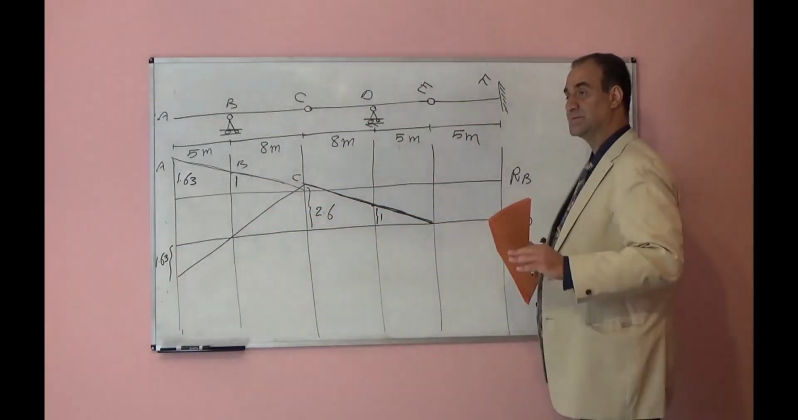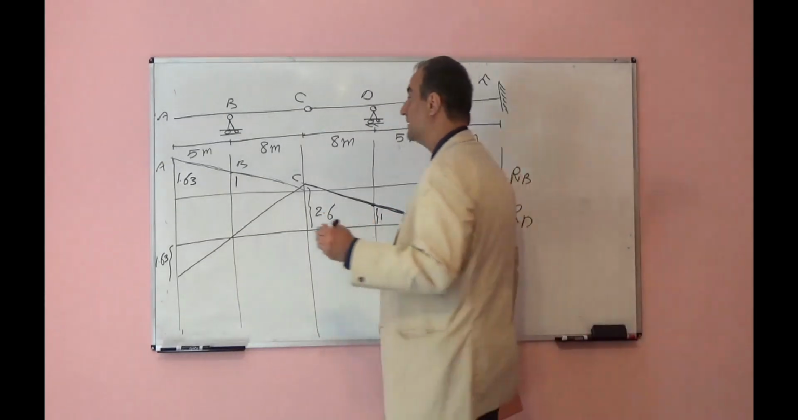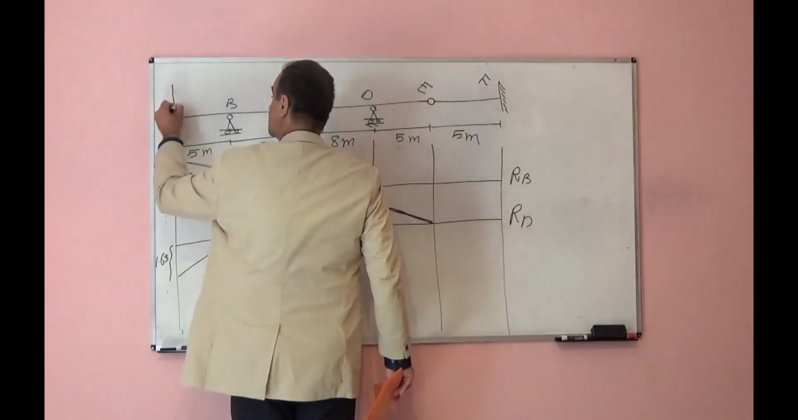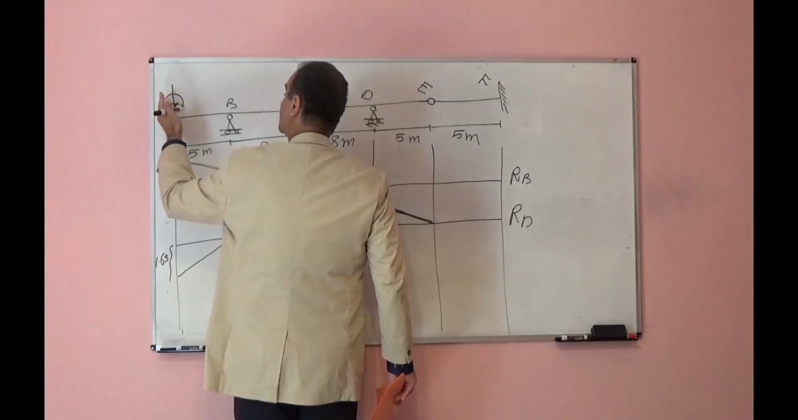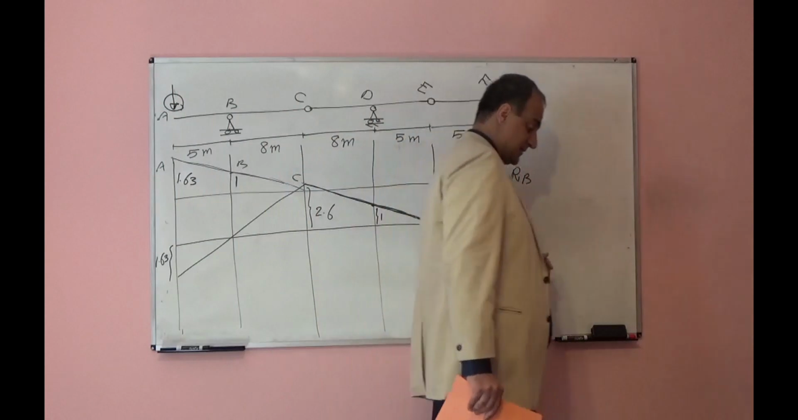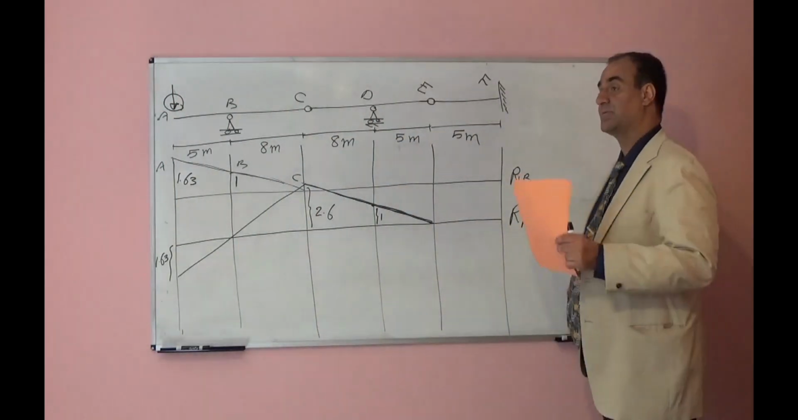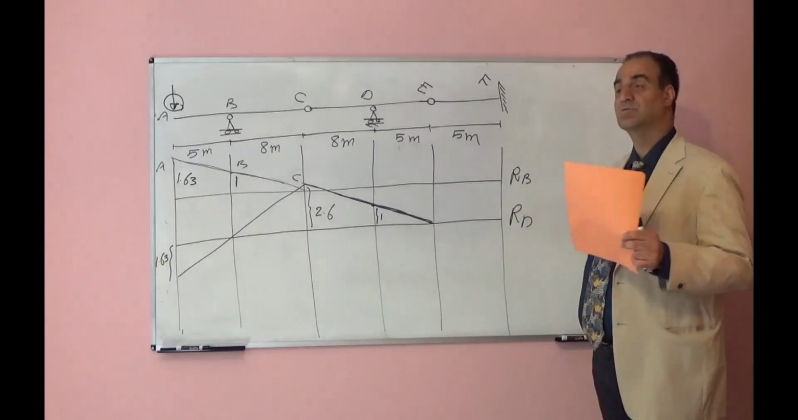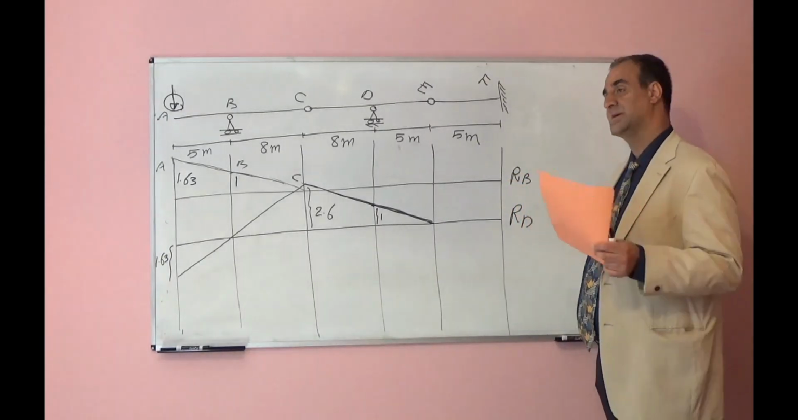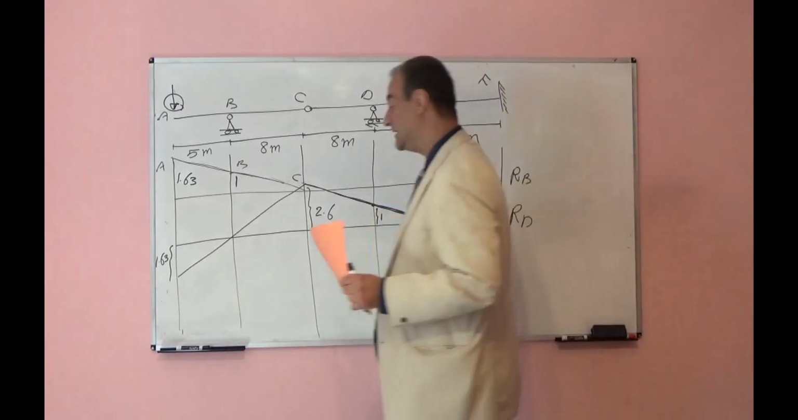We draw these influence lines by the assumption of 1 unit load moving on this beam from, for example, left to right. The question is, what if instead of a unit load, the magnitude of the load is different? For example, 10 pounds, 20 pounds, 100 pounds, or P pounds.